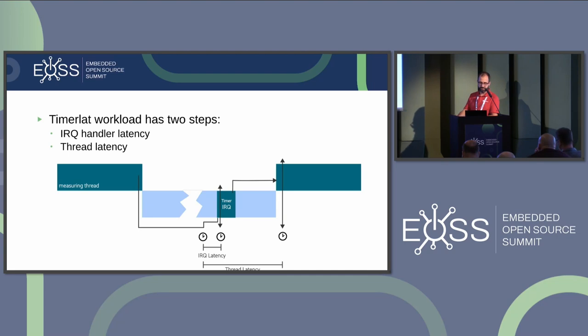So Timerlat, instead of working with one step that's showing the thread latency, works in two steps. It shows the IRQ latency and the thread latency. And that's because they have different root causes for this part of the delay and this part of the delay, right? And the Timerlat IRQ latency is also useful for some use cases where the users handle the critical workload in the IRQ.